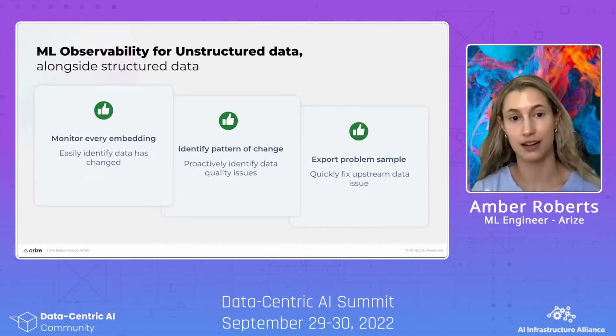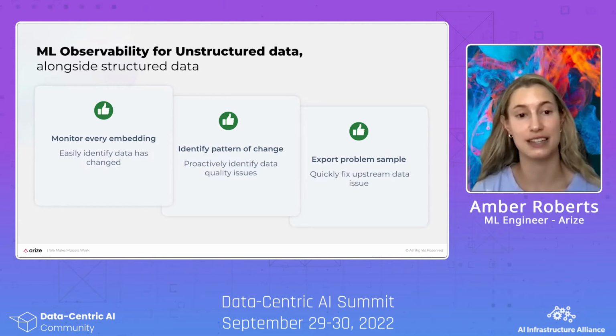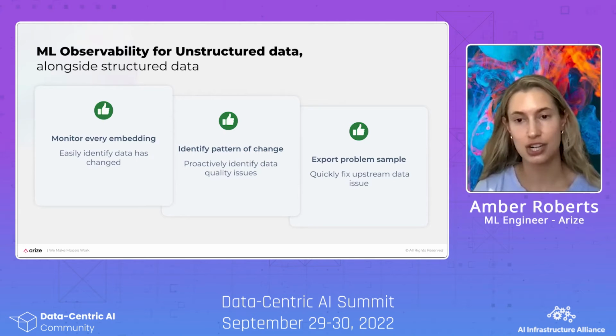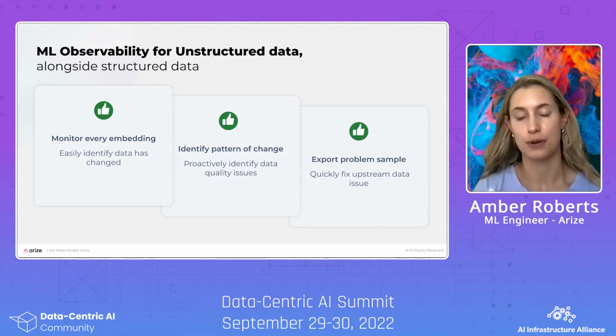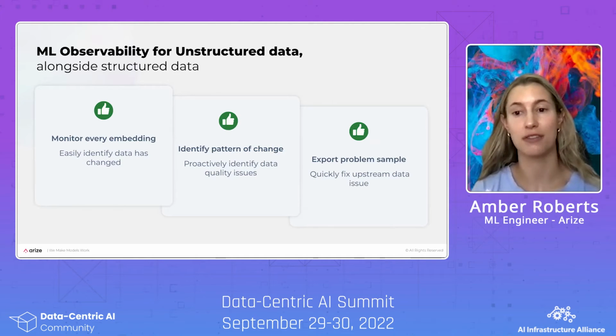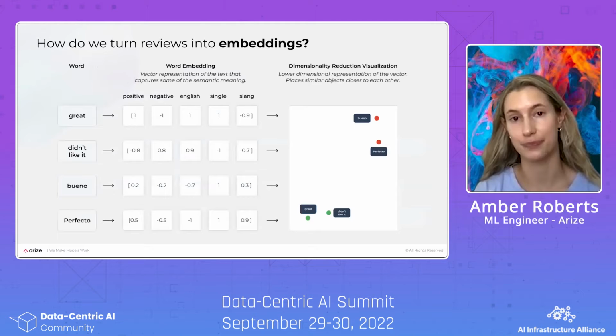So ML observability for unstructured data, how you want to be able to monitor it and think about it alongside your structured data, is you want to be able to monitor every embedding. You want to easily identify data that has changed. You want to be able to identify patterns of change, and you want to be able to export this problem data so that you can quickly fix upstream data issues.